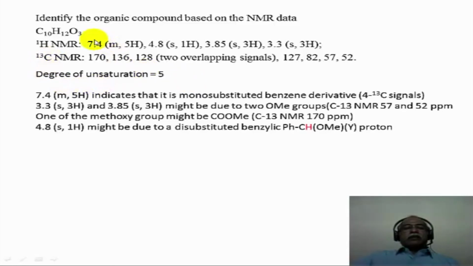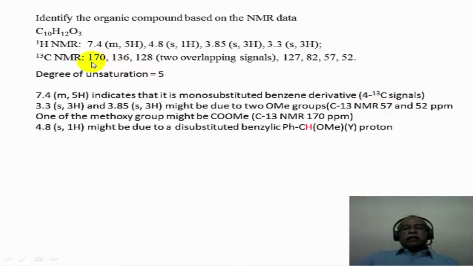Now the degree of unsaturation is clearly 5 in this molecule. You can calculate the degree of unsaturation from the molecular formula. The 7.4 multiplet of 5 hydrogens is very characteristic of a monosubstituted benzene derivative. It also matches with the 4 carbon NMR signals for the monosubstituted phenyl derivative: 2 overlapping signals at 128, 136 and 127. These 4 signals essentially correspond to a monosubstituted benzene derivative in terms of the carbon signal.